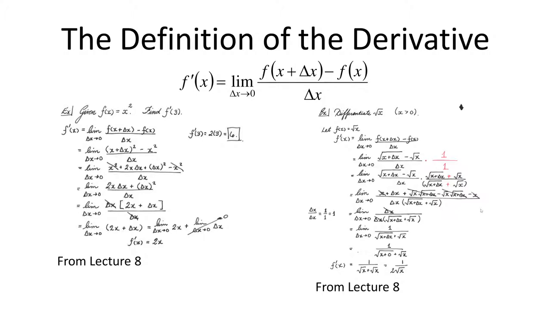So, of course, we had done the definition of the derivative. Using what we have up here, you'll have a function. You should be able to apply the definition to that function and expand, simplify, and using your limit rules, demonstrate finding the derivative. So I have an x squared here, and you can also differentiate a square root of x. Both of these examples were from lecture 8.